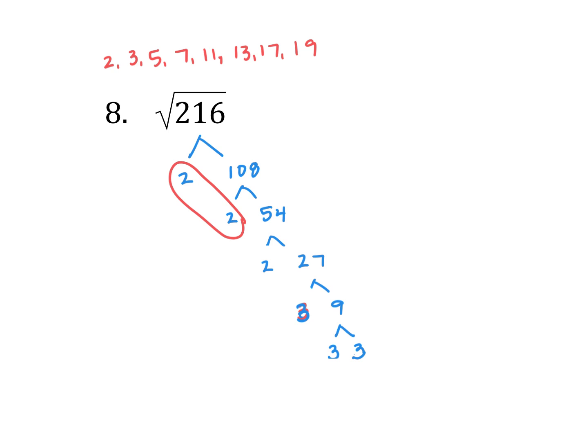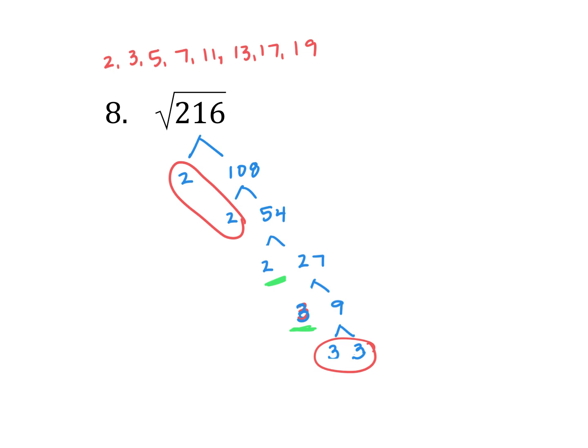Okay. So I have this 2 that does not have a pair. And then if I look, those 3s make a pair, which leaves this 3 without a pair. They're still prime numbers, that 2 and that 3. So we know we don't have to break them up further. They just don't have a pair.